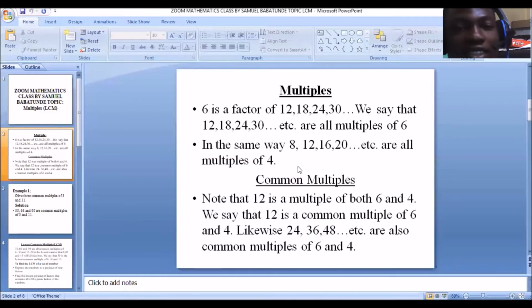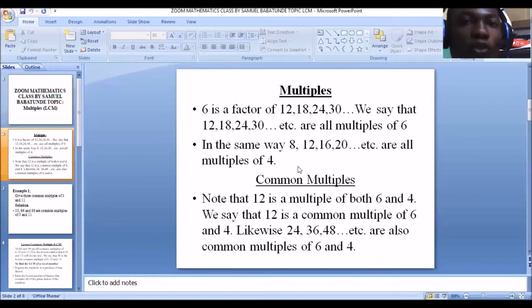So because of this, you can see that 8, 12, 16, and 20 are multiples of 4, because 4 times 2 will give you 8, 4 times 3 will give you 12, 4 times 4 will give you 16, and 4 times 5 will give you 20. So 8, 12, 16, and 20 are all multiples of 4. I believe we've understood the concept of multiples now.